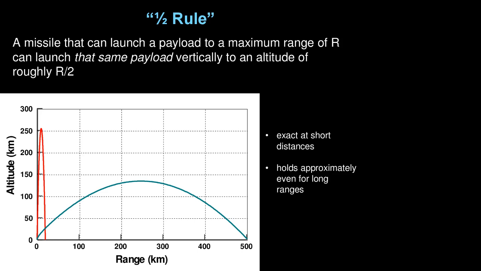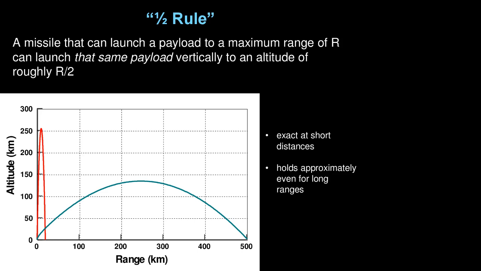The other useful rule of thumb that I wanted to point out is something that I call the 1/2 rule. That means if you have a missile that can launch a given payload to a maximum range of R, and if you launch that missile vertically with the same payload, it can carry that payload to an altitude of roughly 1/2 R.